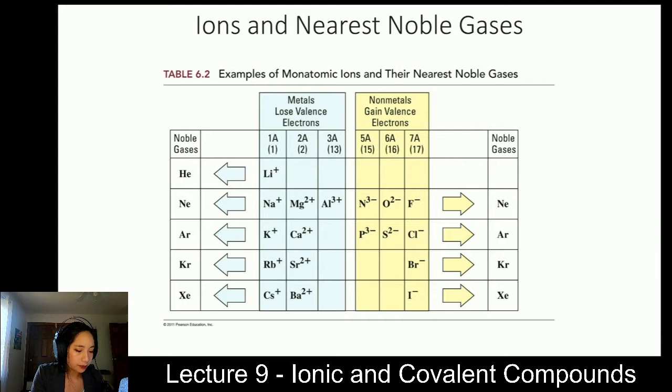So here we have metals on the left side of this table, and this is showing you, based upon the group number, the least amount of steps to get to the nearest noble gas. So for sodium, magnesium, aluminum, sodium only needs to lose 1 electron to get to neon. Magnesium needs to lose 2 electrons to get to neon. Aluminum, 3 electrons to get to neon. And that is how we predict those charges. What is the least number of steps to get to the nearest noble gas? And again, metals lose valence electrons.